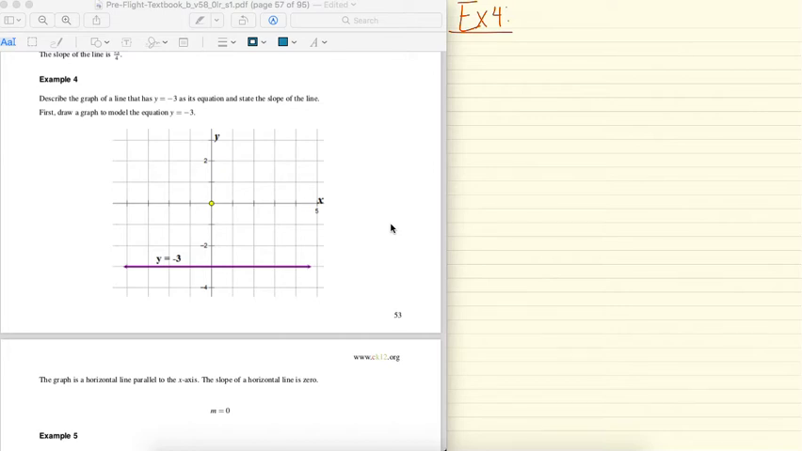Right, now we're going to move on to example 4. Describe the graph of the line that has y equals -3 as its equation and state the slope of the line. So first thing that we want to do with a question like this that's saying to describe this graph and state the slope is let's get a visual.